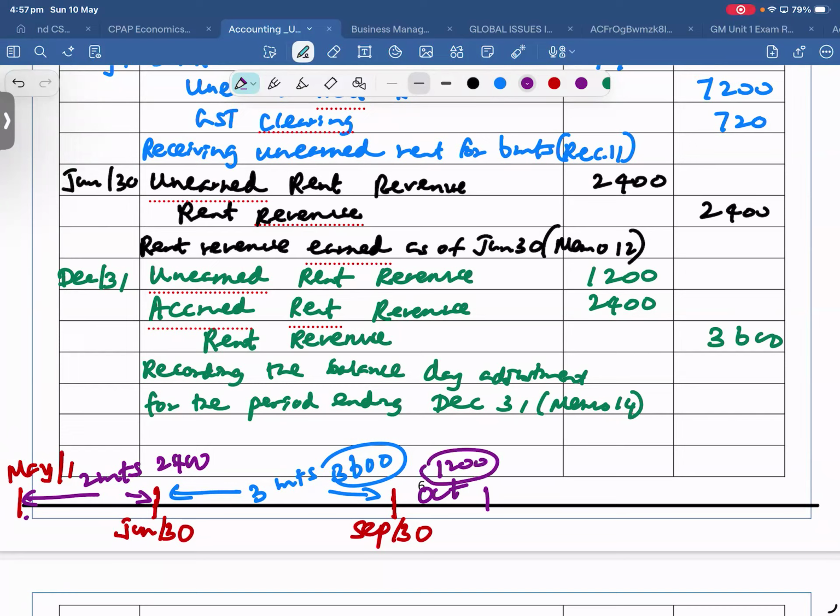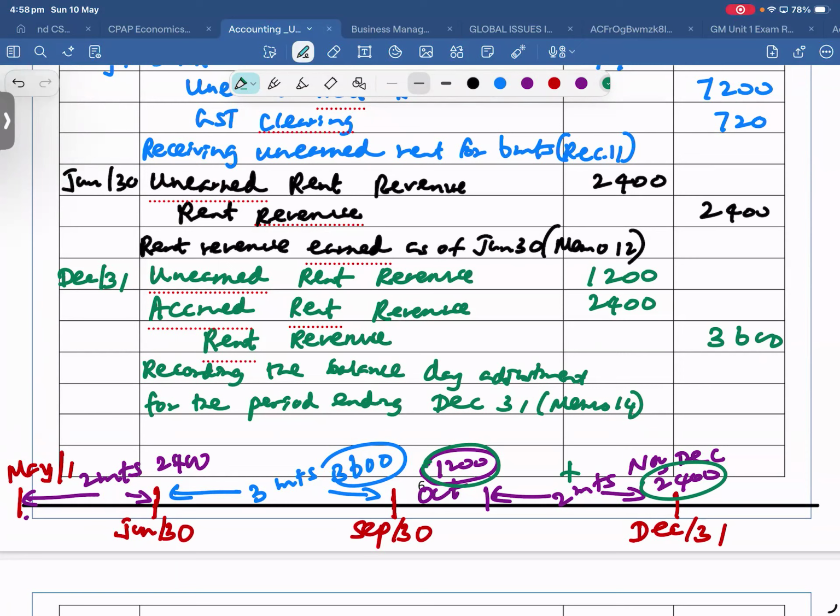Now this 1,200 is sitting in the unearned rent. So we are taking that 1,200 from the unearned rent to the rent, and there will be 2 months left. What are the 2 months? November and December. So this one is going to be 2,400. So by December 31st, we have 3 months, 1,200 and 2,400, altogether 3,600. 1,200 times 3.